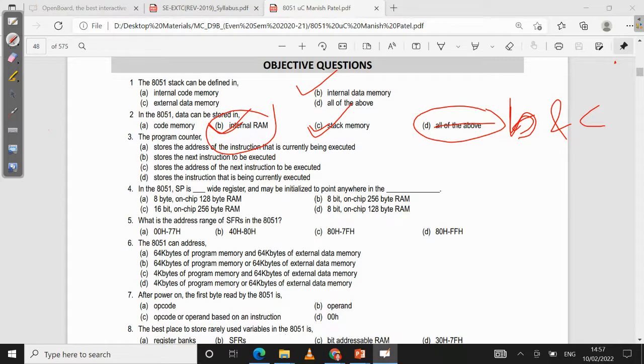The program counter stores the address of the instruction that is currently being executed, stores the next instruction to be executed, stores the address of the next instruction to be executed, or stores the instruction that is being currently executed. Your answer?